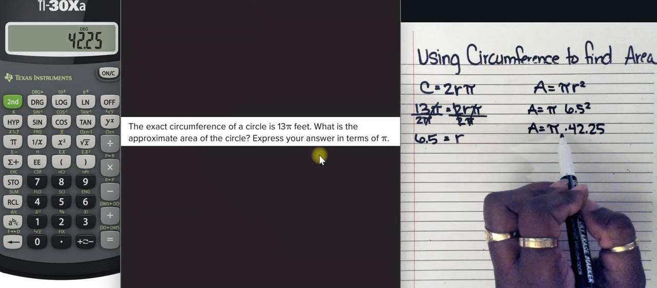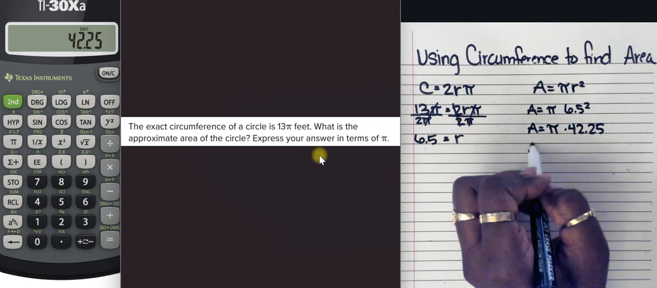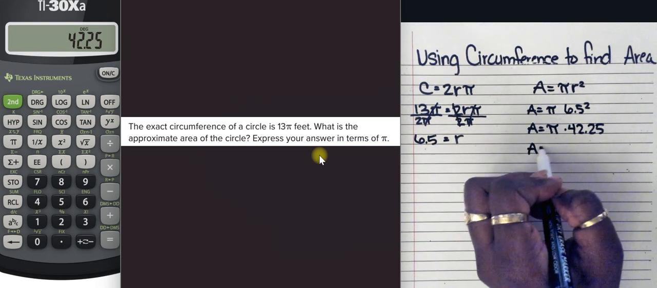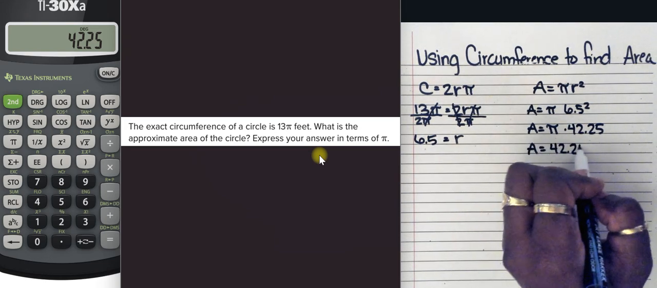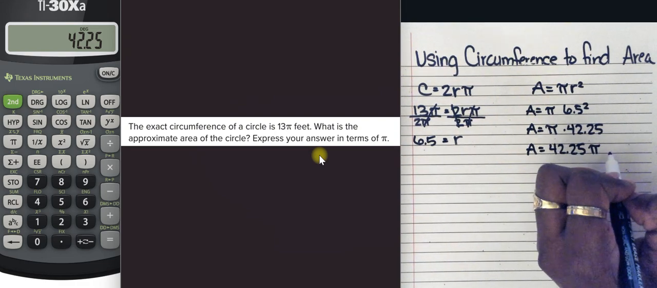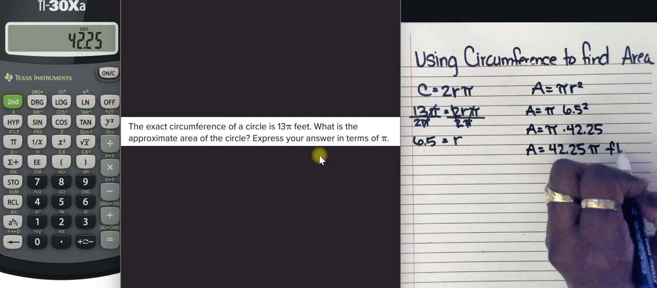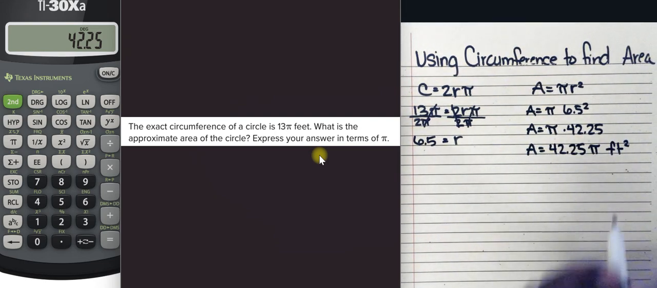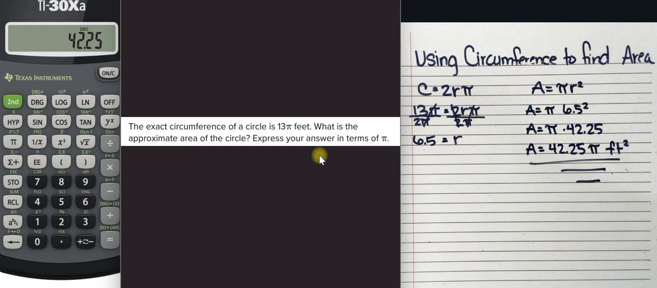Again, I like to have my coefficient listed first, so I'm just going to rewrite it and say that the area is equal to 42.25 times pi. And then this is what unit? Feet. And remember, because it's area, it is square feet. So your answer should be 42.25 pi square feet.